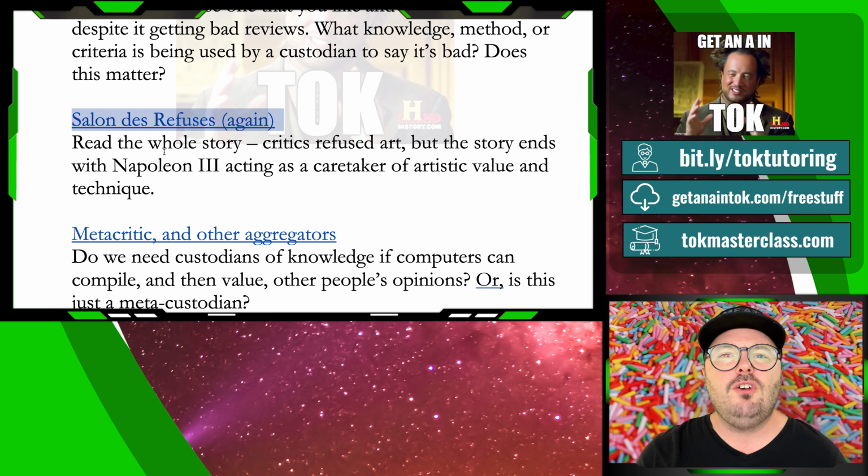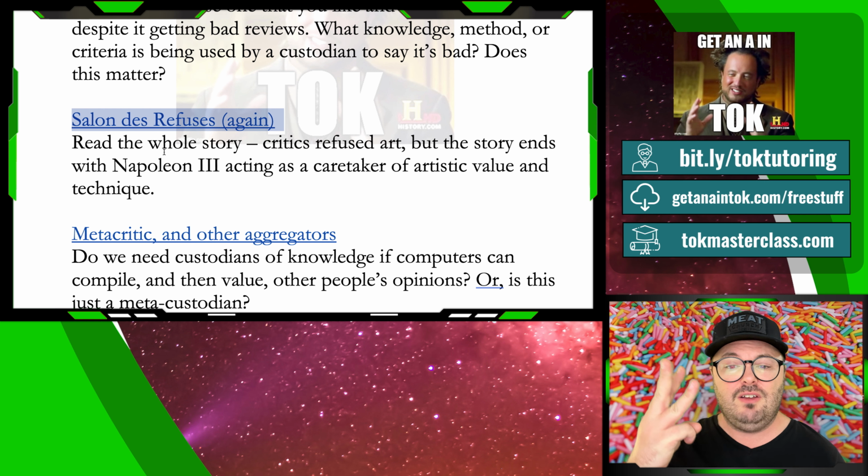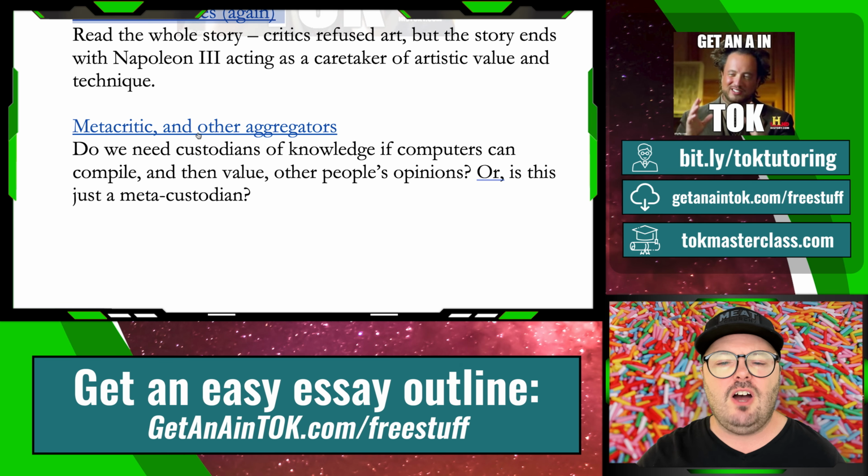All right, so there are so many different ways to look at caretakers, of custodians here. And it really just is going to come down to, who do you say the custodian of knowledge is in this situation? You can go three different ways in this. And then related, we can talk about Metacritic and other aggregators. So do we need custodians of knowledge if computers can compile, then value other people's opinions?